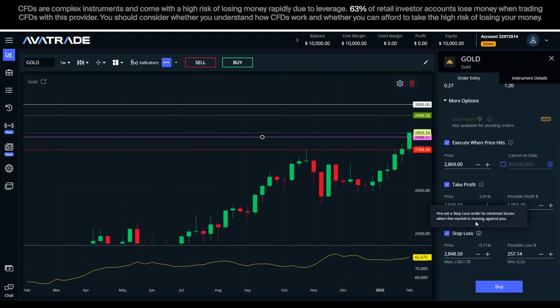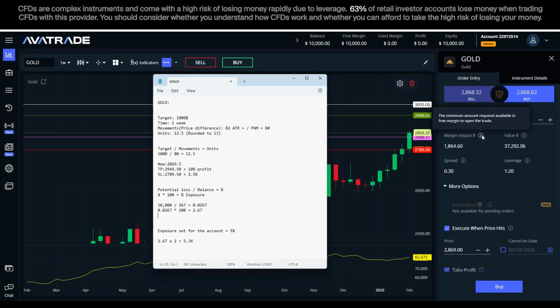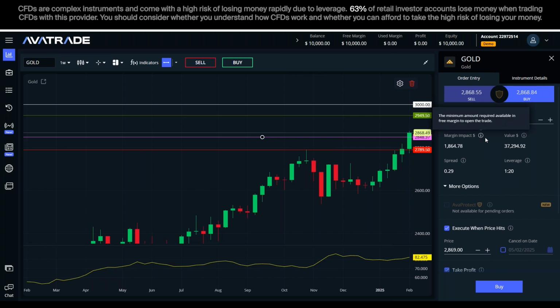In the beginning, we had a ratio of 1 to 1. And when we wanted to adjust it, we took the stop loss a little higher. And then we compared 1,000 versus 250, which is 10% versus 2.67. Now we verify that we have the ability to take the position. It's necessary to have 1,864, and we have available 10,000. So we can definitely take it.